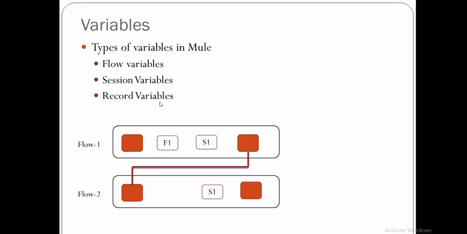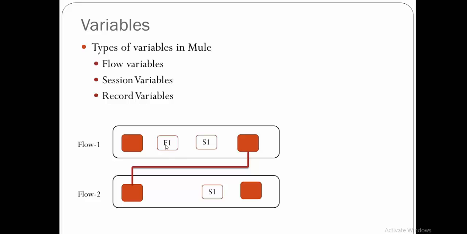So fundamentally, what is the difference between a flow variable and a session variable? The difference majorly lies in the scope in which they are available. The flow variables are available within the flow scope only. Here I am calling flow 2 from flow 1 through a VM endpoint or JMS endpoint or HTTP endpoint. I am invoking flow 2 from flow 1.